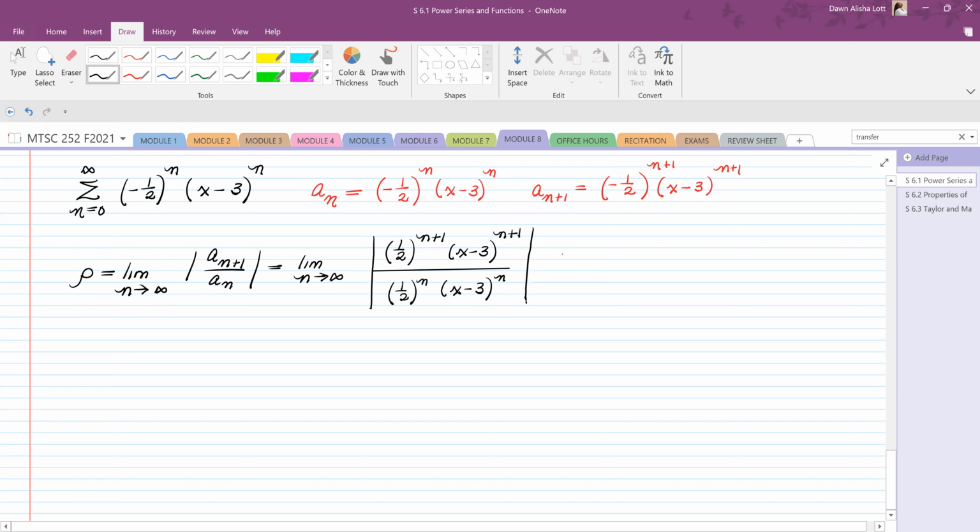So the 1/2 to the n plus 1 over the 1/2 to the n just becomes 1/2, and it's already positive, so I'm going to pull it out of the absolute value. And then x minus 3 to the n is going to divide out, and that's going to still leave me an absolute value of x minus 3 inside the absolute value. And in order for this to converge, this must be less than 1 for convergence.